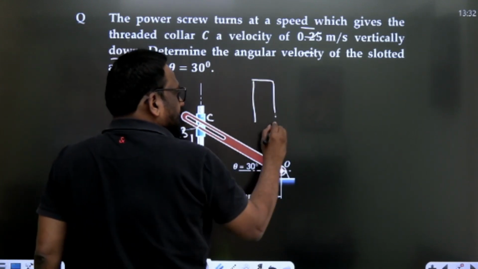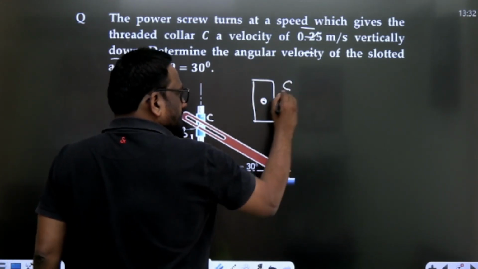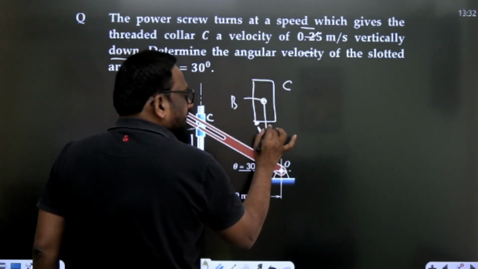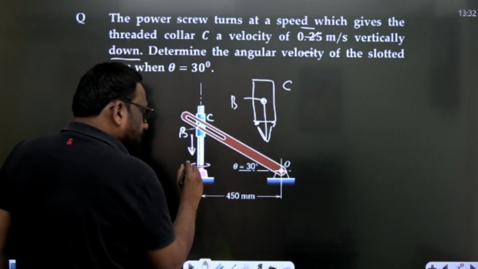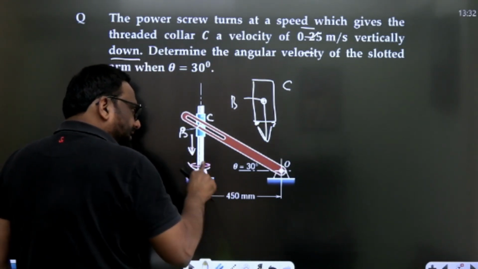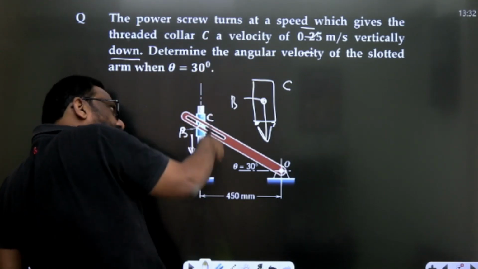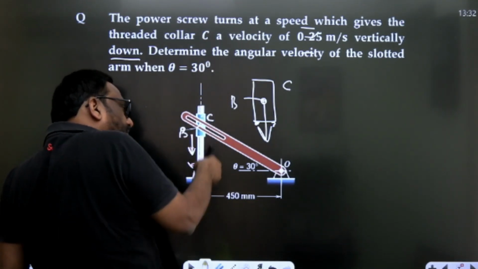On this collar, one second, see. This is collar C, this is B, and this is moving vertically down. That means here there are threads, sir. So when you are rotating this screw, the collar also has screws. Therefore the screw is moving down, meaning this collar is moving down.